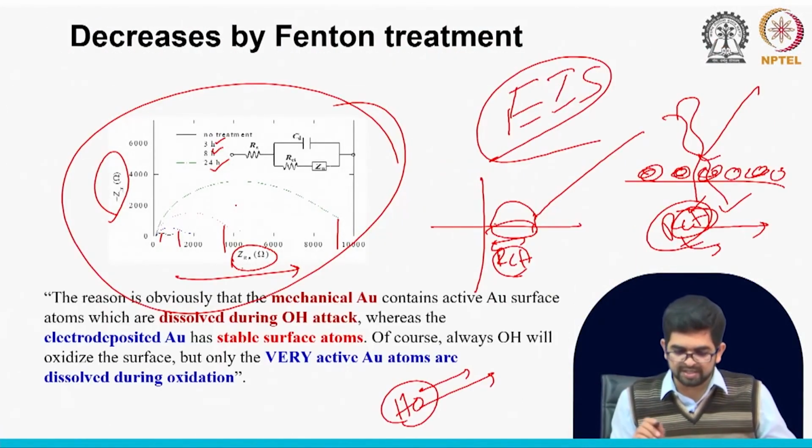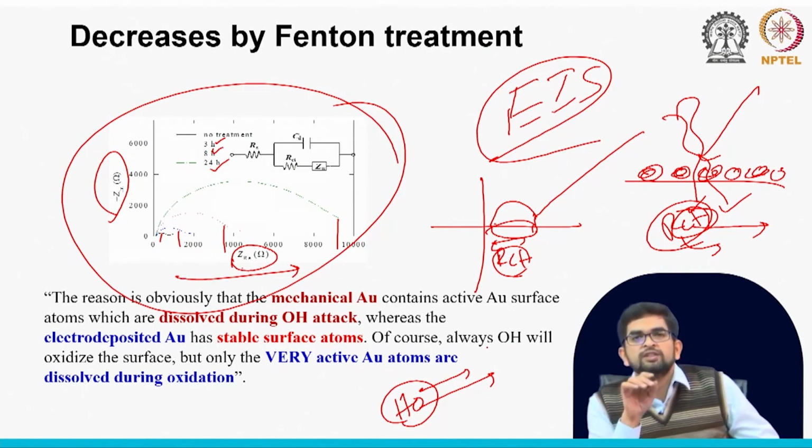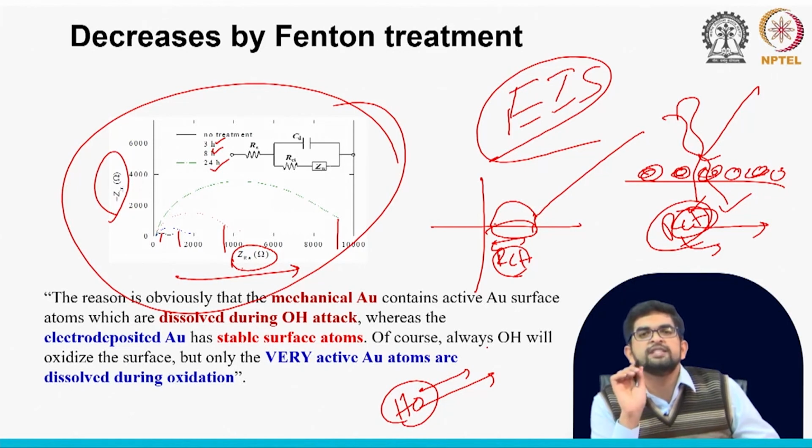This is one probable reason. The hydroxyl radical is not dissolving the electrodeposited gold, which has a very stable atom surface. Very active gold atoms are dissolved during the oxidation in the case of the gold disc electrode. Okay.